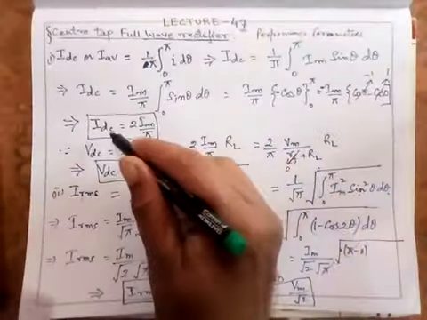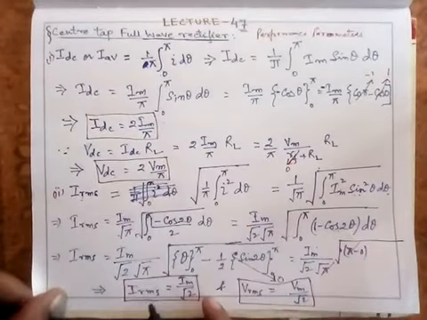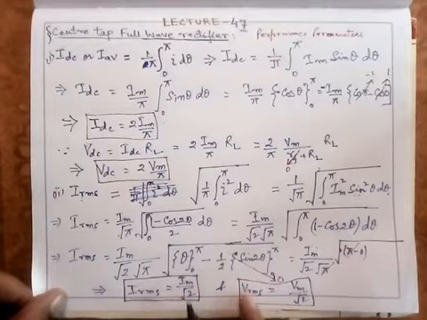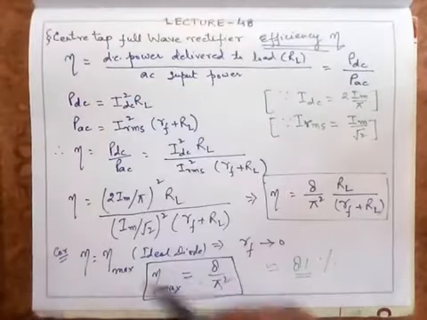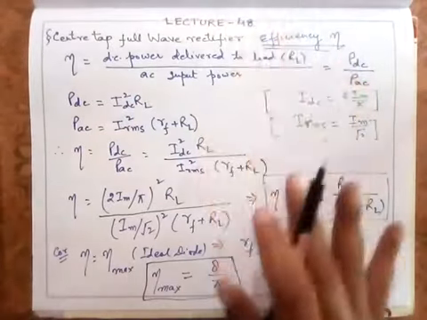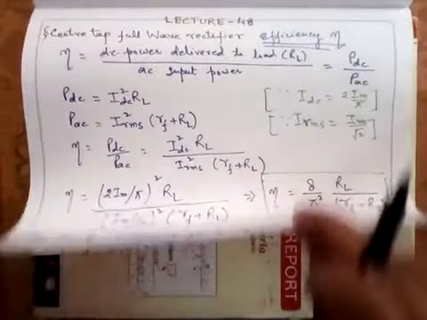So what we have done so far: the DC value of the output current, the DC value of output voltage, the RMS value of output current, and the RMS value of output voltage, and of course the DC power, AC power, and the efficiency of a center tap full wave rectifier. I'll discuss a very small numerical based on a center tap full wave rectifier.